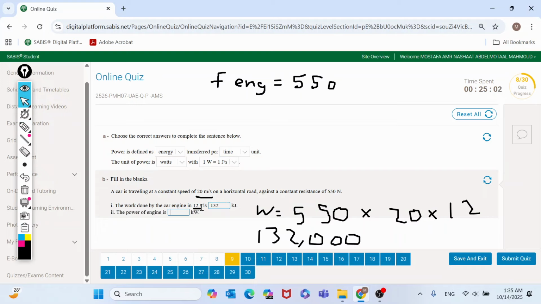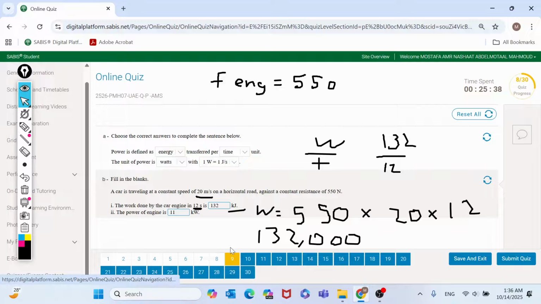And the power of the engine is just work or energy, so the kilojoules, over time. So 132 over the 12 seconds. 132 over 12. The answer is 11 kilowatts. You don't need to divide by 1000 anything because it's already in kilojoules. So 11, yeah.